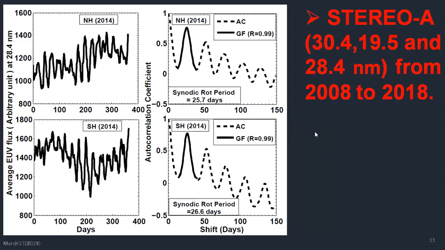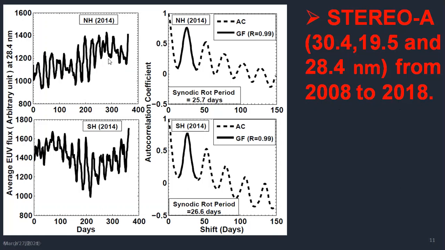Here I will discuss a strong relationship between hemispheric asymmetry in rotation rate and solar activity indicators. For this purpose, we used the observations at 30.4 nanometer, 19.5 nanometer, and 28.4 nanometer from 2008 to 2018 by the instrument STEREO A.